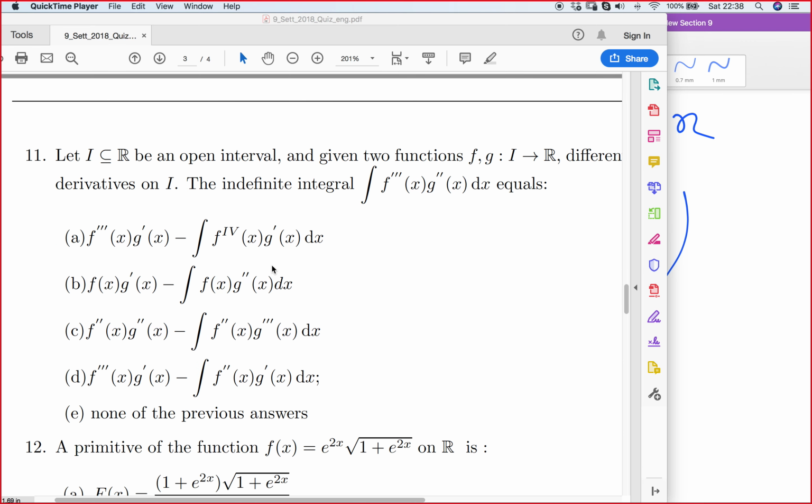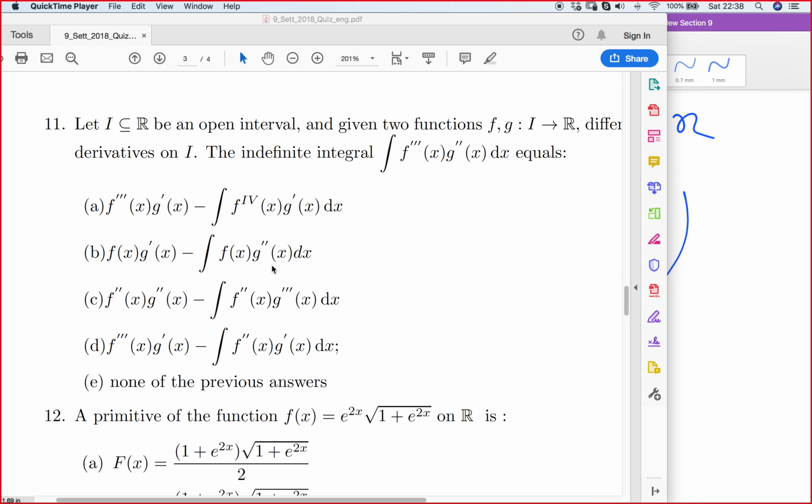Welcome to this new lecture. We keep solving this MCQ by considering number 11.